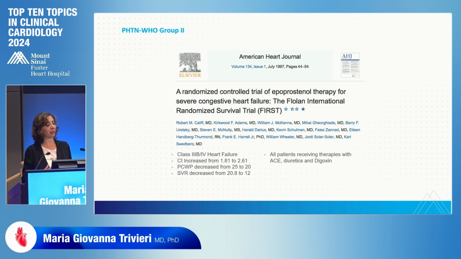So there have been a few studies in group 2, but none that has really changed our approach to this form of disease, which is primarily, for now, targeting left ventricular dysfunction.